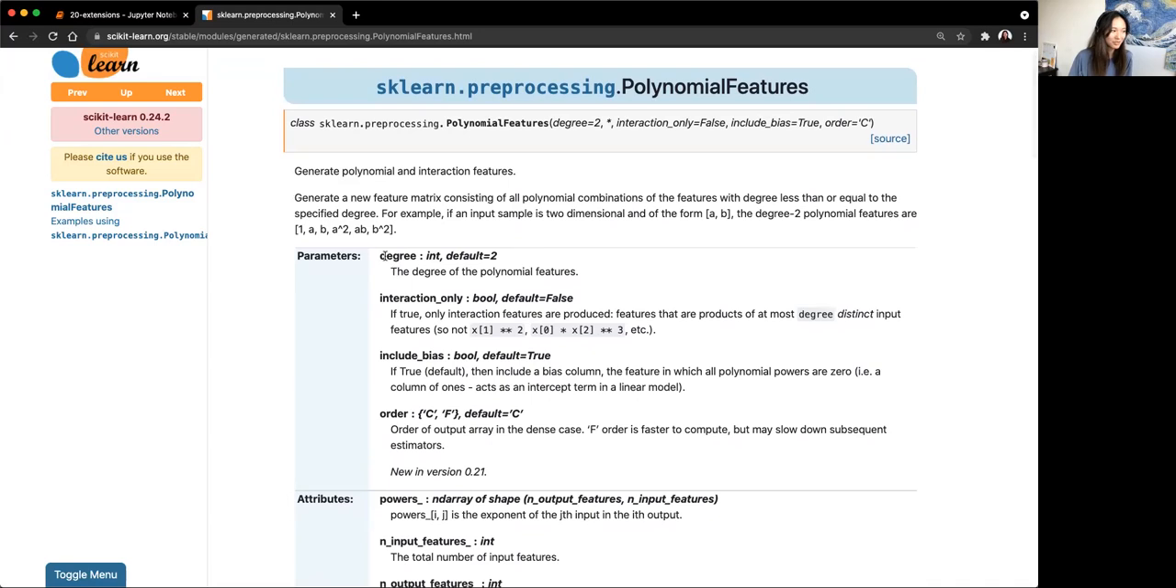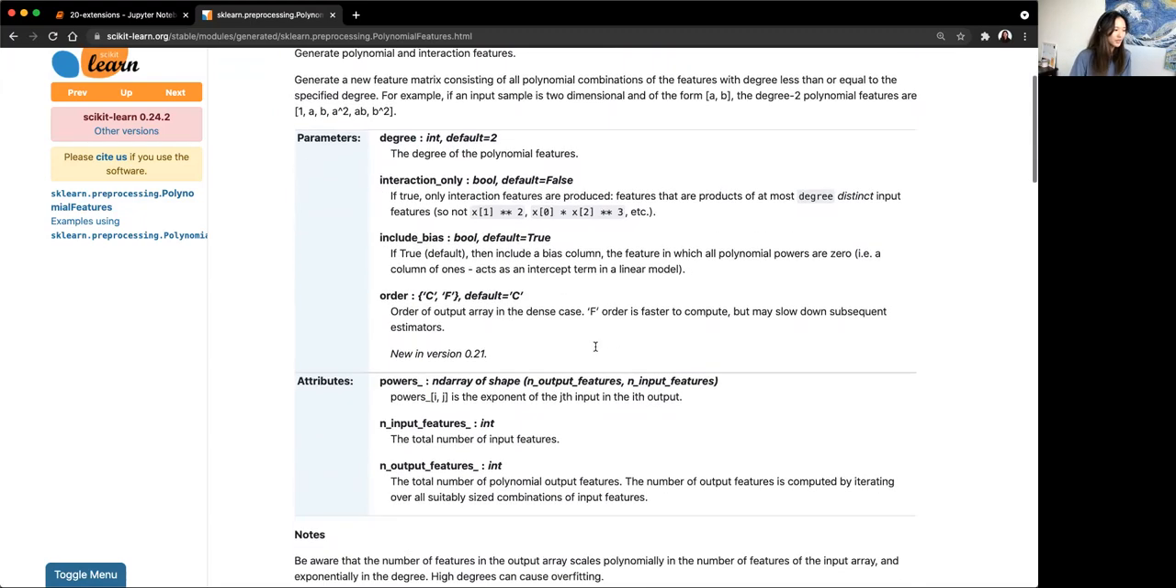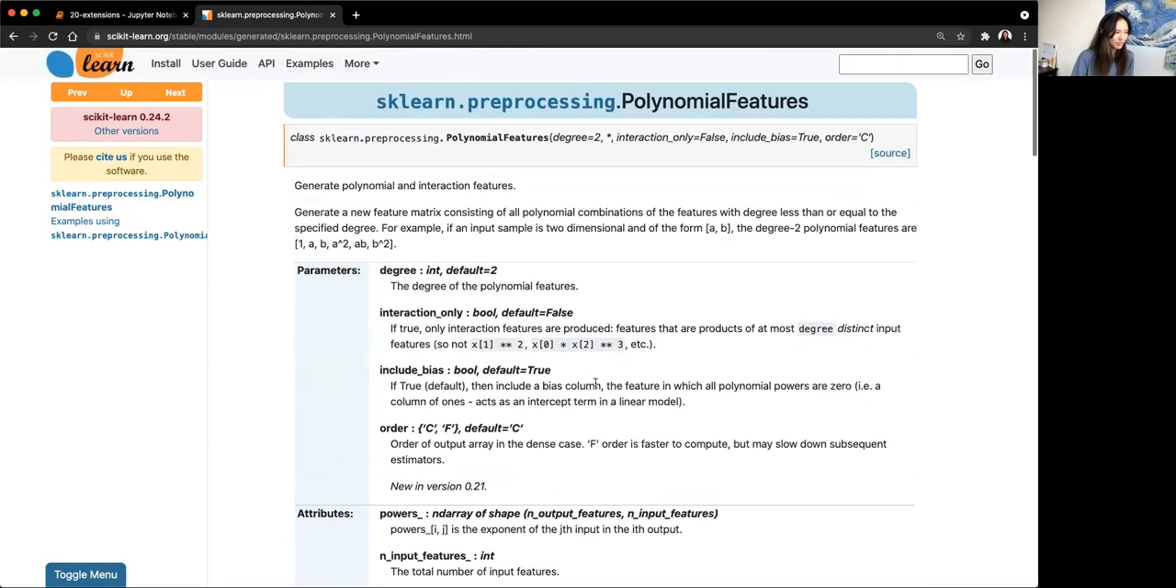Basically you tell it to what degree you want to do. So technically you can also interact 3 variables with each other. You can cube a variable too, but usually for linear regression, you stop at 2. If not, it becomes harder to interpret. But yeah, there is code that you can walk through in the labs.